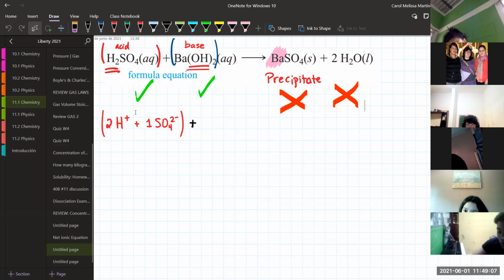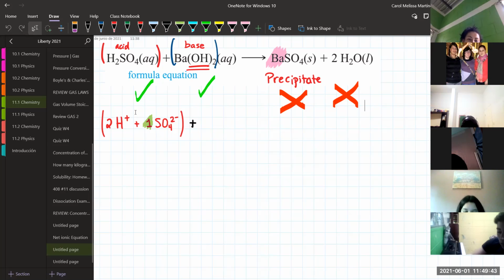Remember that 2 is coming from here. This 2 tells me the amount of hydrogens. The invisible one is coming from here. You see that there is nothing, which means you just have one sulfate in it. If you had two sulfates, you would have parentheses and a 2 outside, for example. But because you don't have it, it's just the invisible one that is included here.